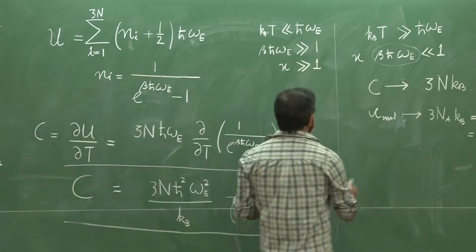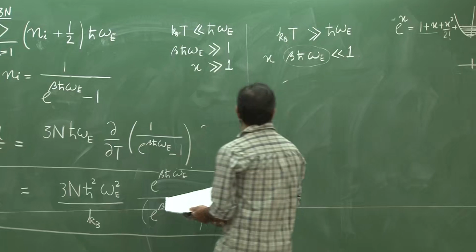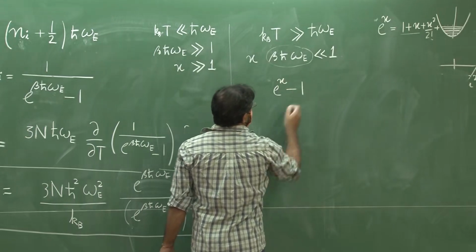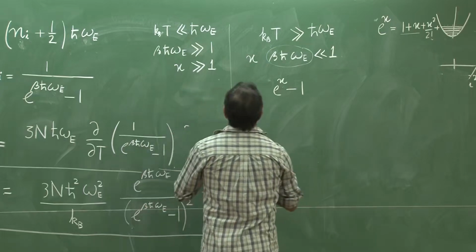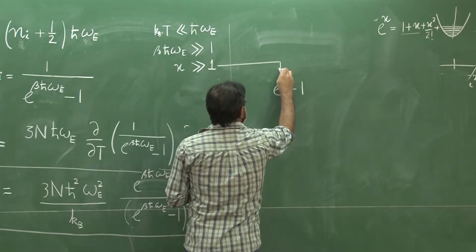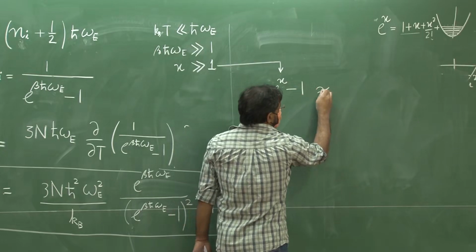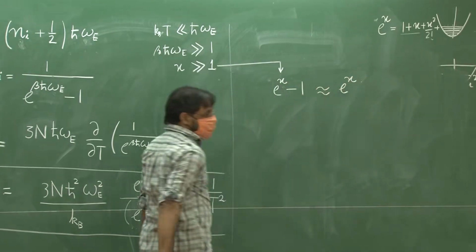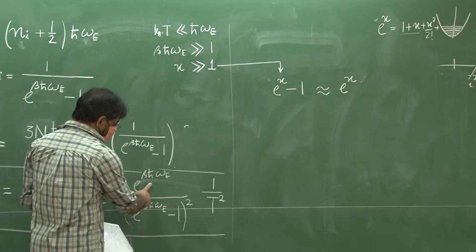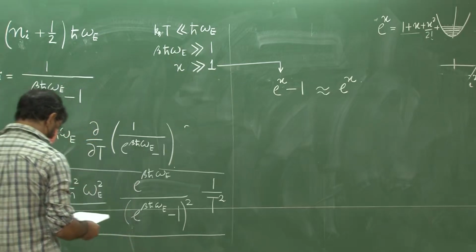So in this case, what can you do? You can write e to the power x minus 1, because x is a very large quantity. So we are dealing with this case now. Since x is a very large quantity, e to the power x will be a very large number, and therefore e to the power x minus 1 is not very different from e to the power x. So if you invoke that, then here you will have e to the power x divided by e to the power 2x. So it will be e to the power minus x.